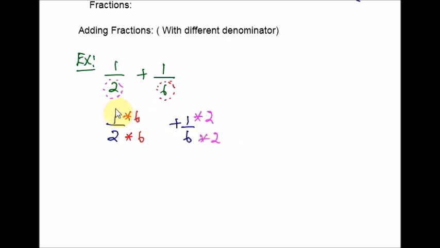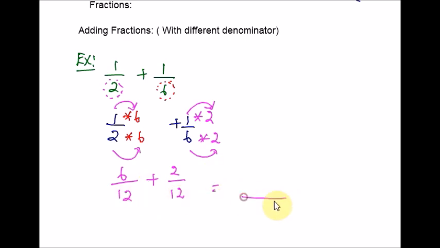Perform the multiplication. 2 times 6 is 12. 1 times 2 is 2 and 12. Do you see we got the same denominator even by cross multiplication? Since the denominators are same, we can perform addition. So keep the denominator common, add the numbers in the top row. So on the top row you will get 8.